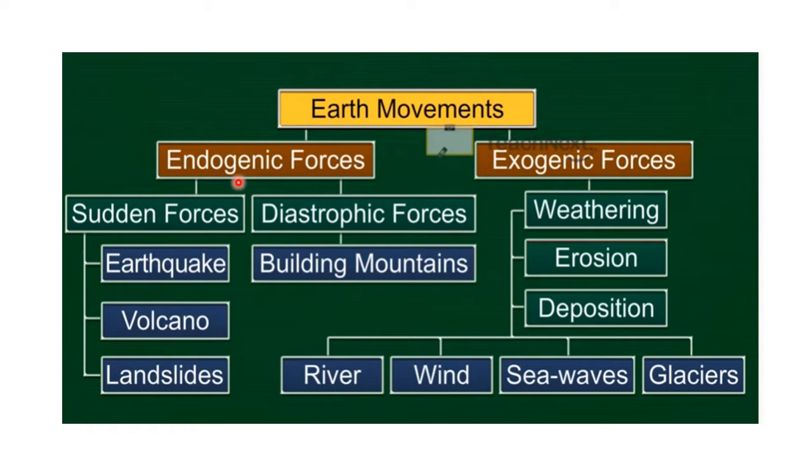In this video we are going to learn about exogenic forces which act on the surface of the earth. And which are these? They are weathering, erosion and deposition. And what are the agents of weathering, erosion and deposition? It is river, wind, sea waves and glaciers.